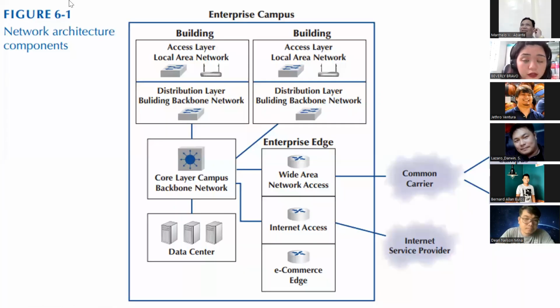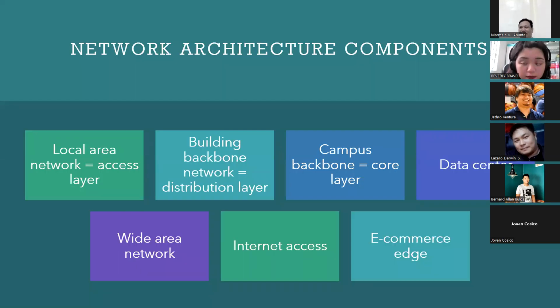First off, here is an example of a network design. This is an example of network architecture components. To discuss each component of the network architecture, we have 7 components. Network managers, which is what we call network designers, look at network design in 7 distinct components.